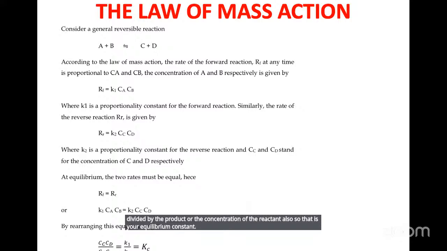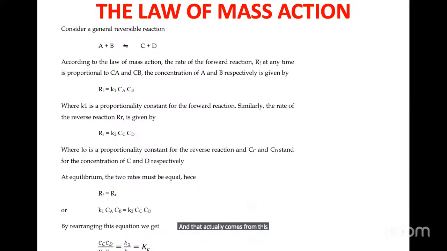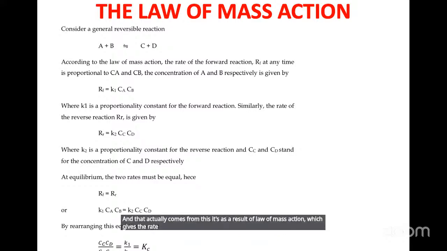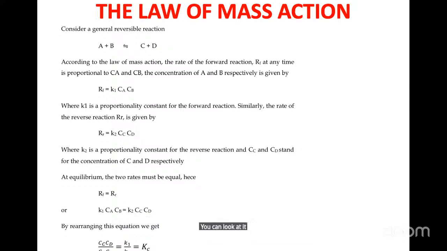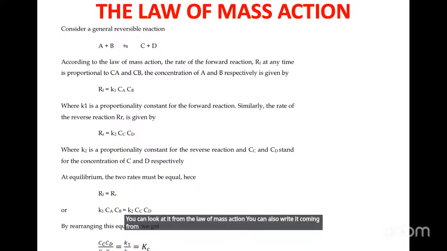So that is your equilibrium constant. And it actually comes from this. It's as a result of the law of mass action, which gives the rate as directly proportional to the concentration of your reactant multiplied by that constant of proportionality. You can look at it from the law of mass action. You can also write it coming from chemical kinetics.